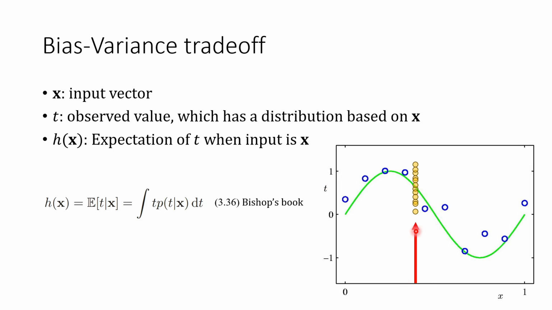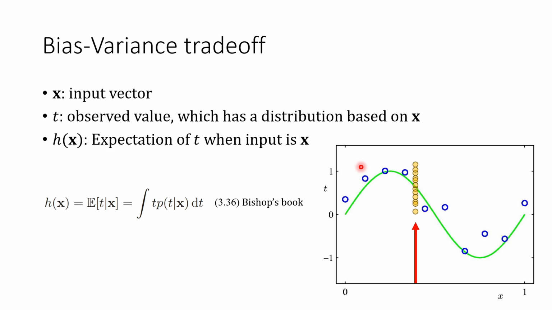It looks like this. The red arrow is the input X. The output T may be any one of those yellow circles. So this is a probability, because of the noise, right? The original value should be here on the green curve, but because of noise, it can be any point among those yellow circles.